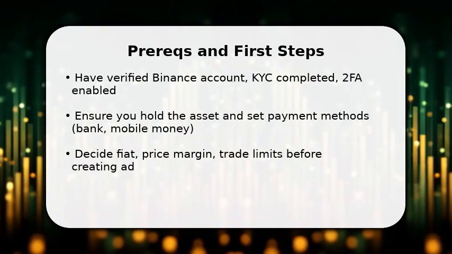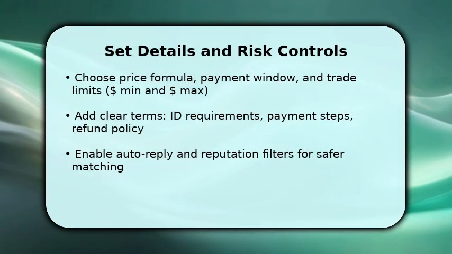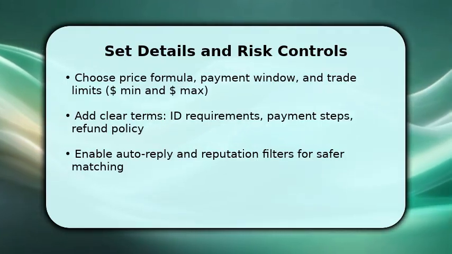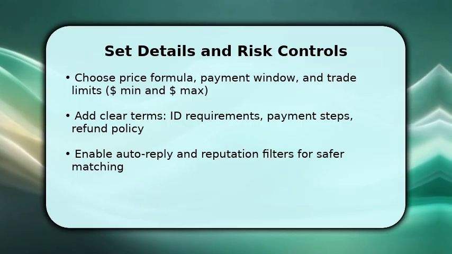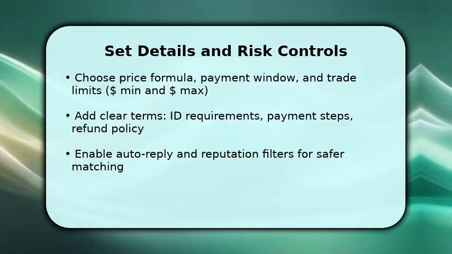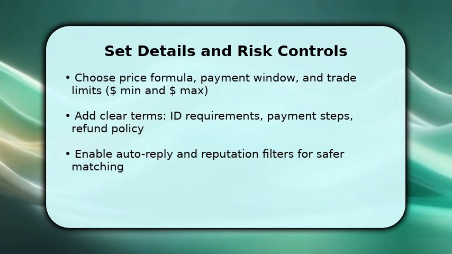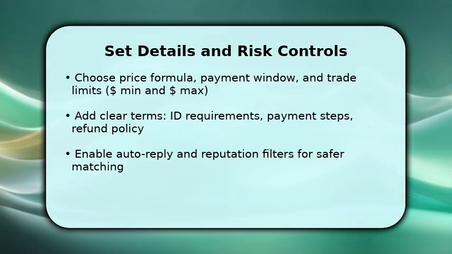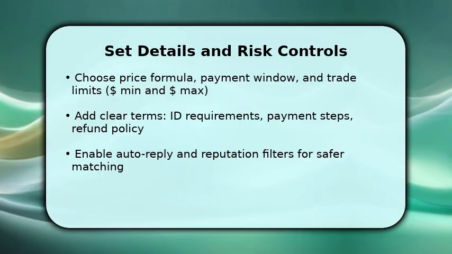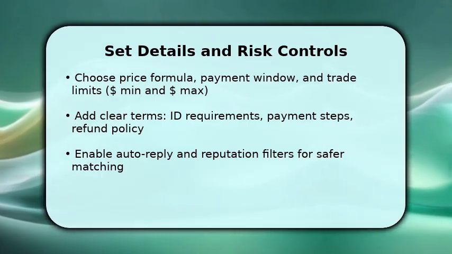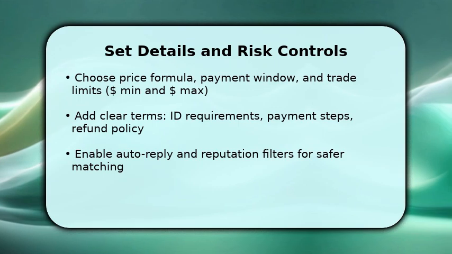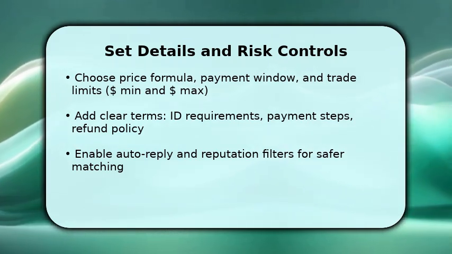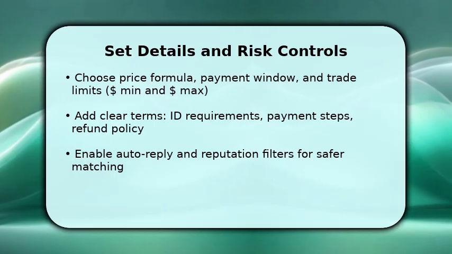You now tune details that control execution and risk. In pricing, select fixed or use a margin formula against market price. This keeps offers competitive. Then set trade limits, payment window, and allowed payment methods. Tighter windows reduce dispute exposure. Add clear trade terms explaining required buyer info and payment proof to avoid confusion. Also enable buyer filters, like completion rate and minimum order count, so you only match with reliable traders. These steps reduce cancel rates and speed successful settlements.